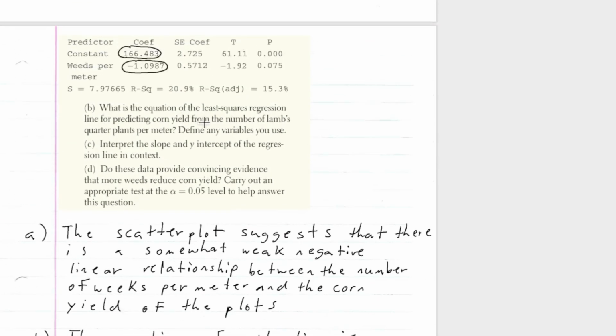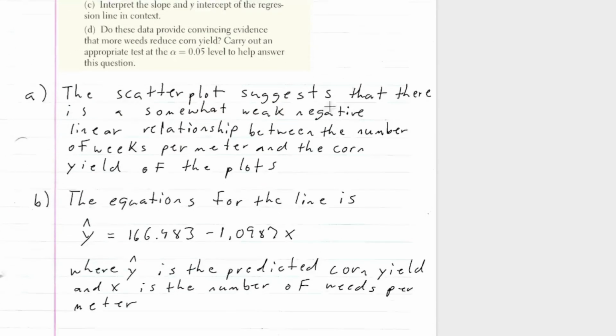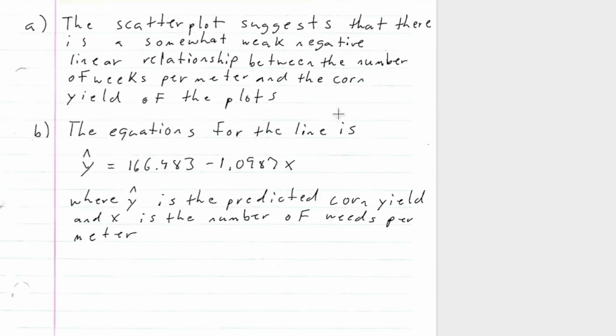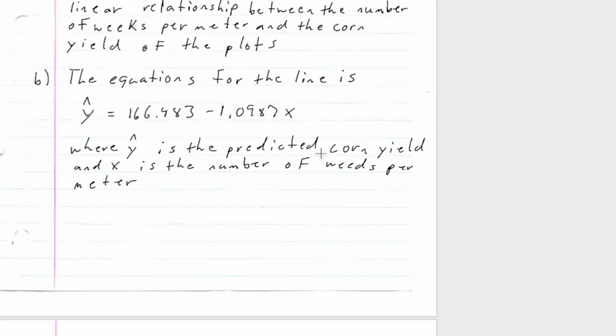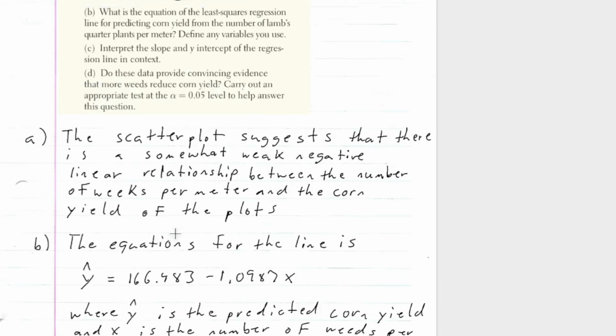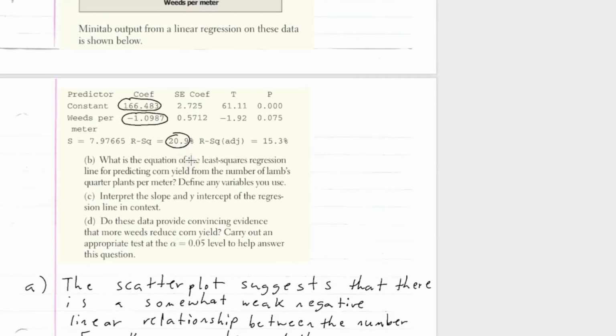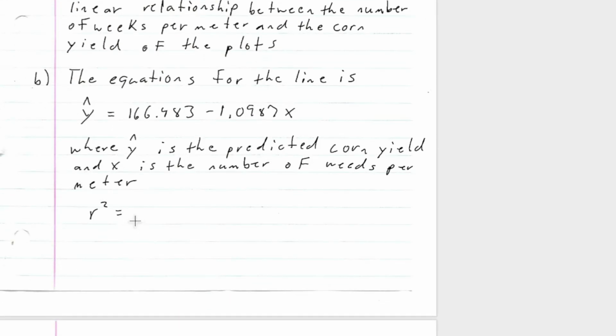And they're telling us that r squared is 0.209. So r squared is equal to 0.209. This implies that r, remember this is the correlation coefficient, is equal to the square root of 0.209.